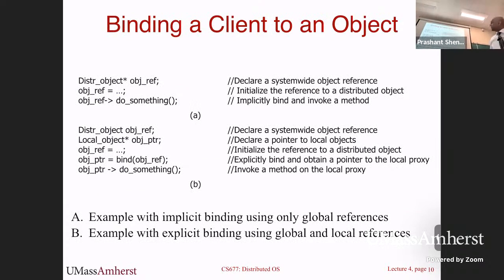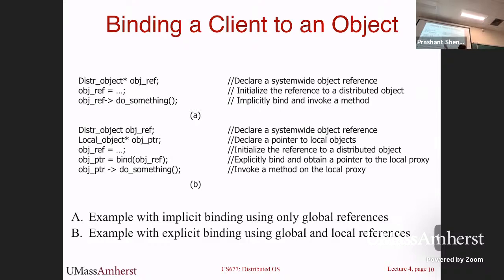Now, here are two ways to bind a client to an object. This is more abstract; this is not specific to Java. One is called implicit binding. The other is called explicit binding.